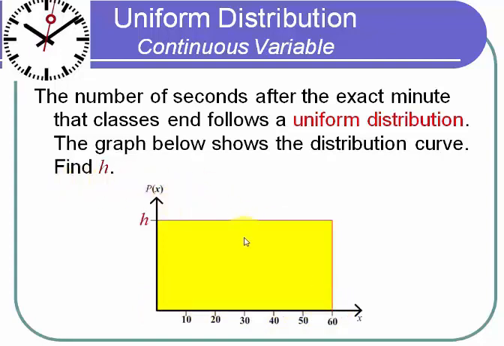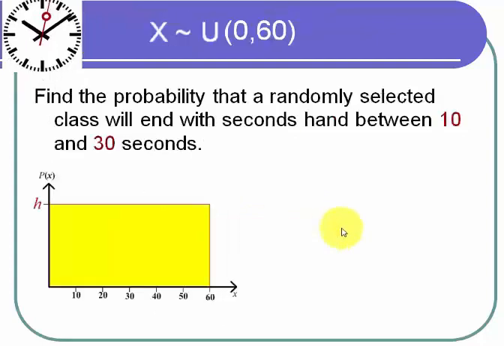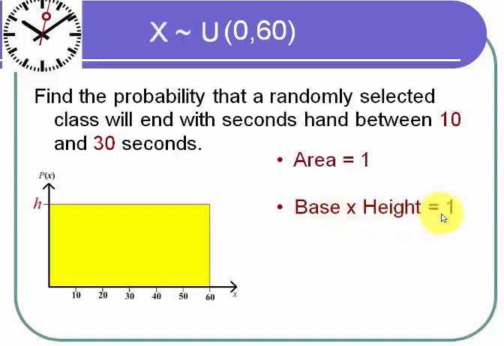We want to find out what the height is. So we're going to use the big formula that talks about the area under the entire curve must be equal to 1. So we could say that the area is 1, and because we have a uniform distribution, we're talking about a rectangle here. Areas are hard in general to compute, but areas of a rectangle are very easy to compute. So if you remember from your basic geometry, the area of a rectangle is the base times the height. So the base times the height is 1.